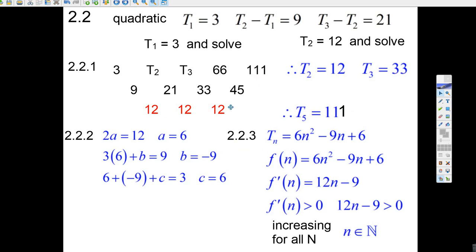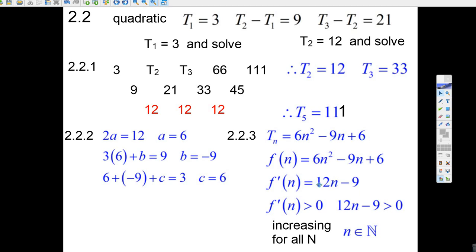Okay, now we've got that fifth term. Now they want you just to show that the sequence is 6n squared minus 9n plus 6, if that's the formula. Well, you just play that game straight ahead. 2a equals 12, solve it, you get a is 6. 3a plus b equals 9, well, that's 18. Subtract 18 from 9, you get b is minus 9. And then a plus b plus c equals 3, 6 plus minus 9 is minus 3. You add it, you get c equals 6. Well, there it is. A is 6, b is minus 9, and c is 6.